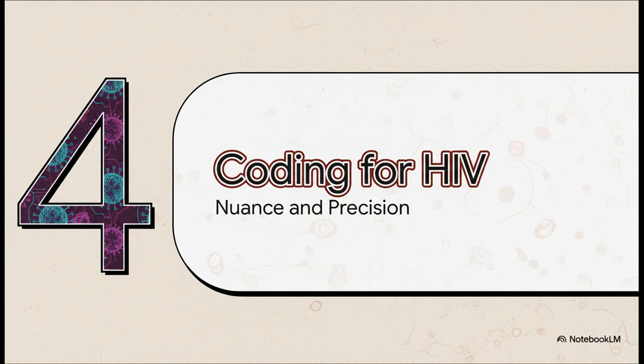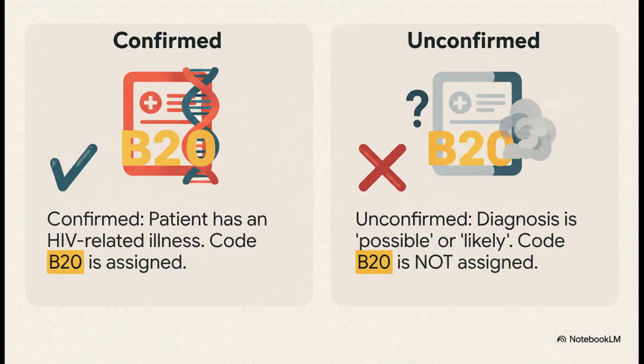Now let's switch gears to a chronic condition, HIV. And this is a whole different ballgame. Coding for HIV requires an incredible amount of precision and nuance for a very, very good reason. The absolute #1 rule here is about confirmation.